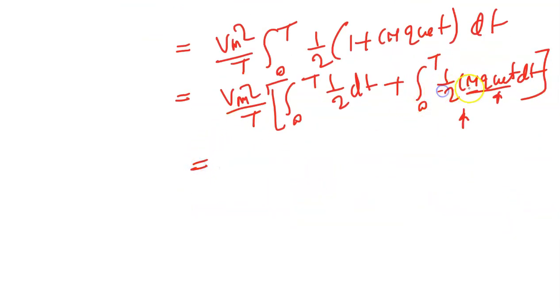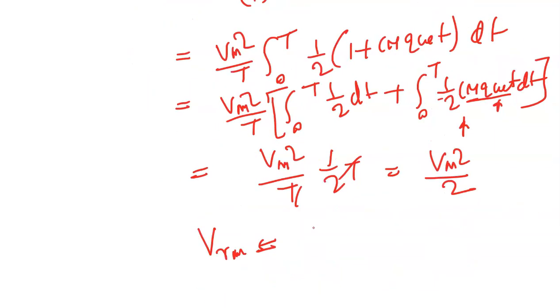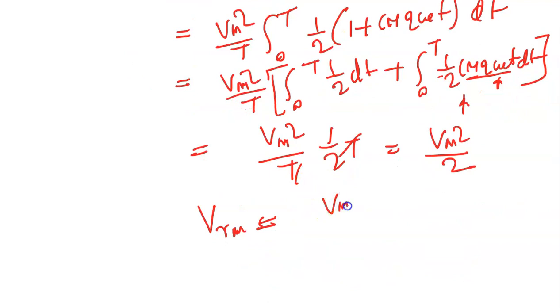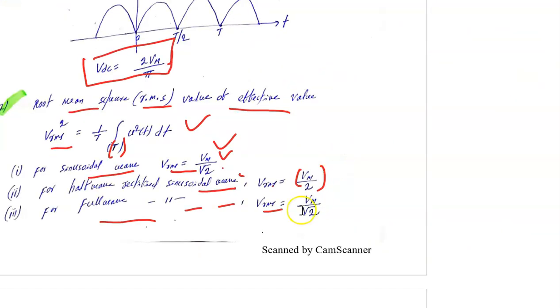Or you can calculate, you can verify. Vm square upon T, this is the half into T, T cancel. So you have Vm square upon 2. So Vrms is equal to, because we have calculated Vrms square here, Vrms is equal to Vm upon root 2. Quite easily done. Same way you try other cases also.